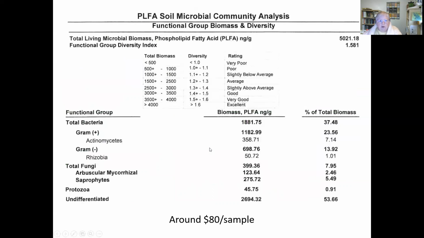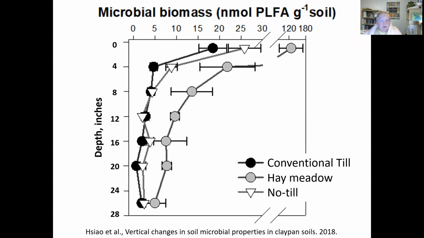This is a kind of report you get out when you measure soil microbial community analysis. It returns the total biomass, the diversity of your particular sample, and then it breaks it out into functional groups. How much gram-positive actinomycetes you have, gram-negative, the rhizobia or nitrogen fixers, the total fungi, the arbuscular fungi, the saprophytes, all these different groups, protozoa undifferentiated. Quite a detailed analysis. These samples are around $80 per sample, fairly hefty price.